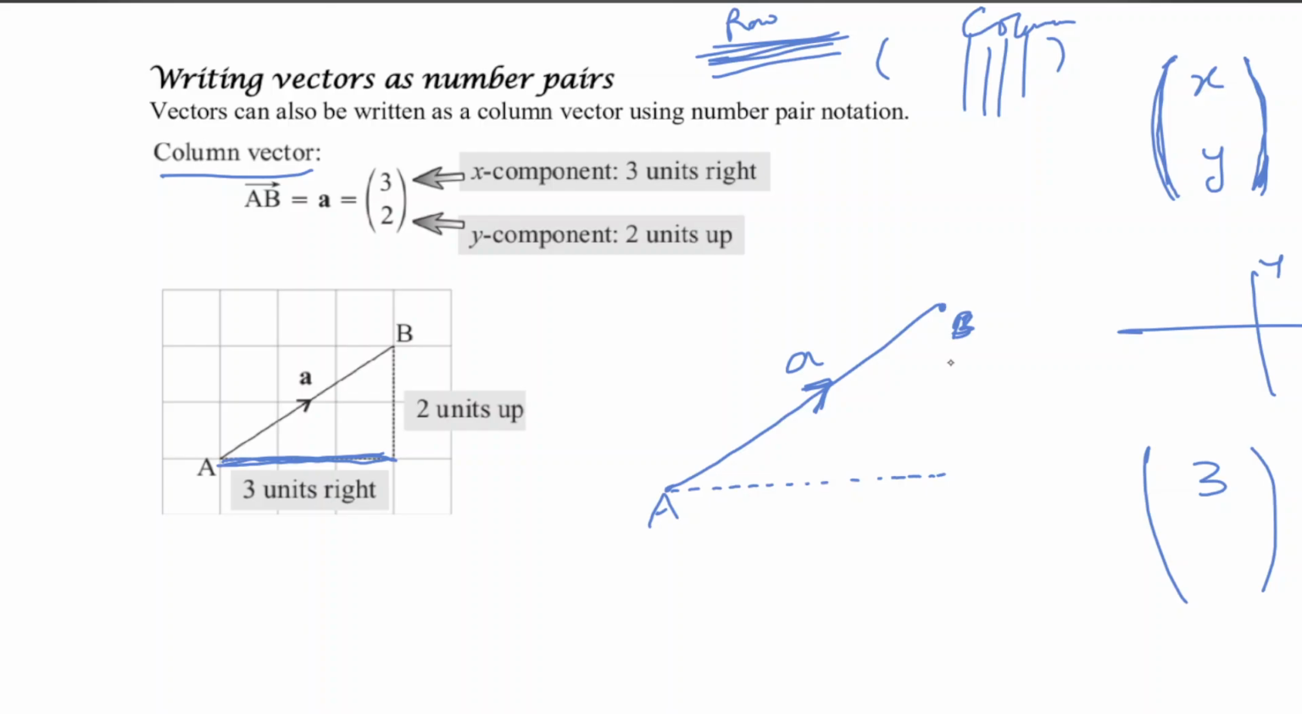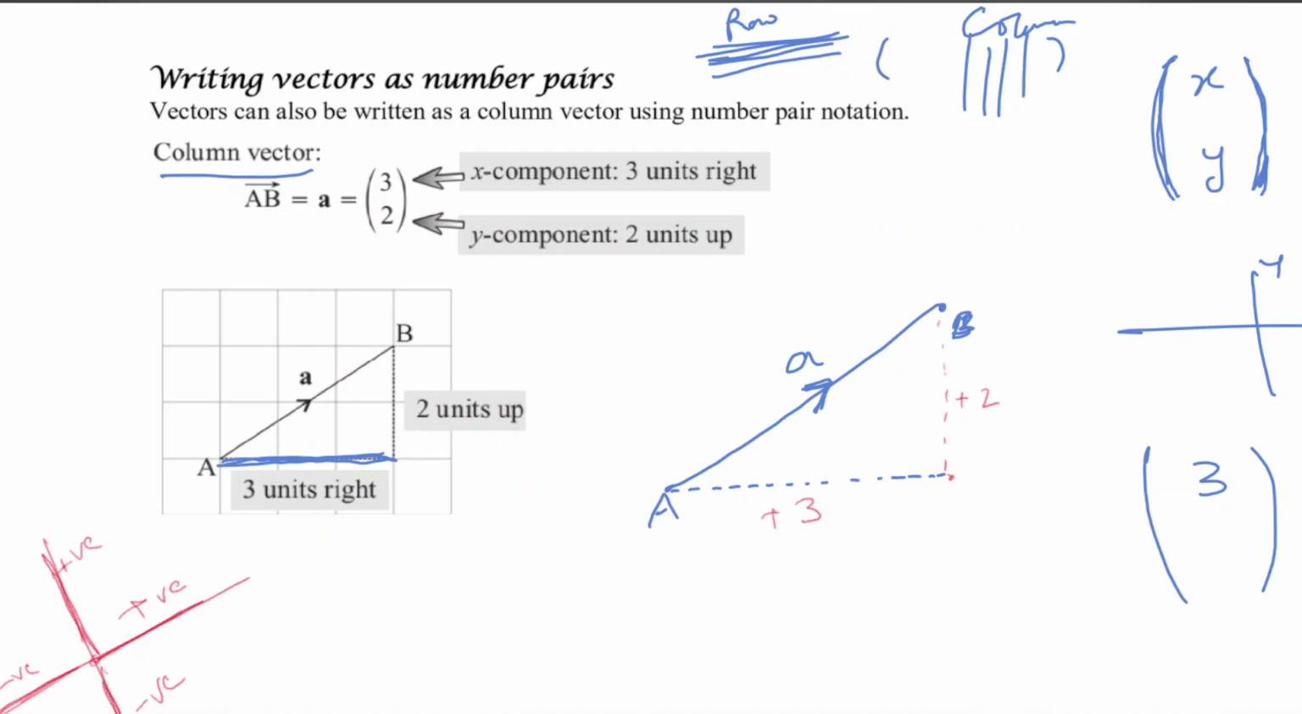And this is the Y direction. To reach B, starting from A, I'm going +3 here and +2 here. Why +2? Because I'm going top side. Anything going top side is termed positive, and the opposite, downside, is negative. In the X axis, going right is positive and going left is negative. Keep it in mind: right is positive, left is negative, top is positive, and bottom is negative.